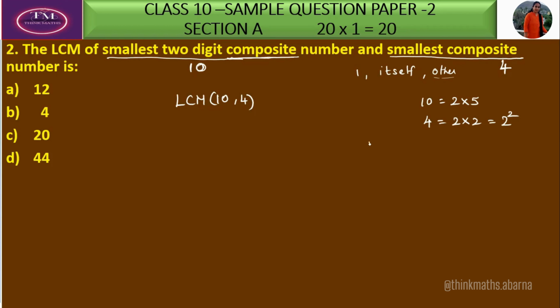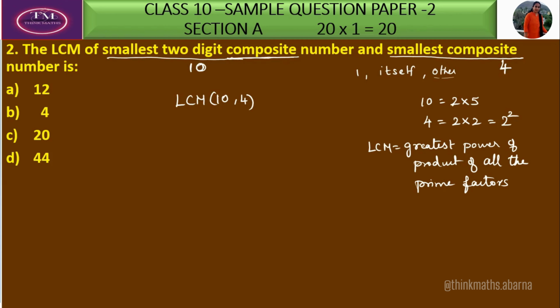So what do you mean by LCM? LCM is nothing but the product of the greatest power of all the prime factors. So this is the LCM. So what are the prime factors here? 2 and 5. So these are the prime factors.